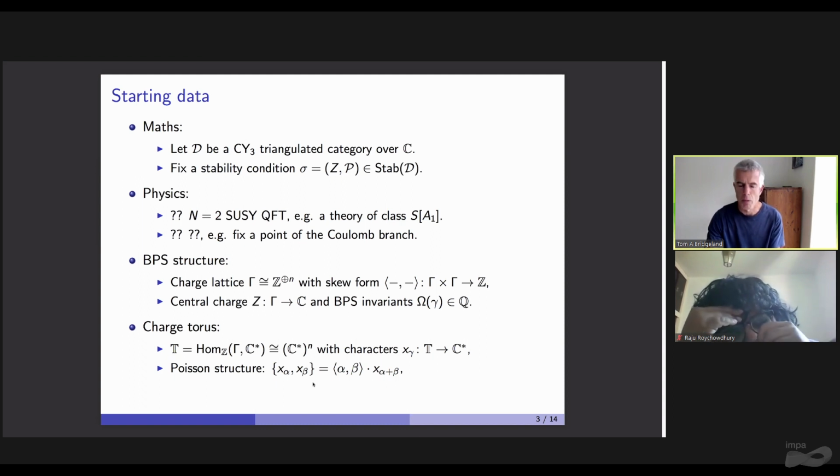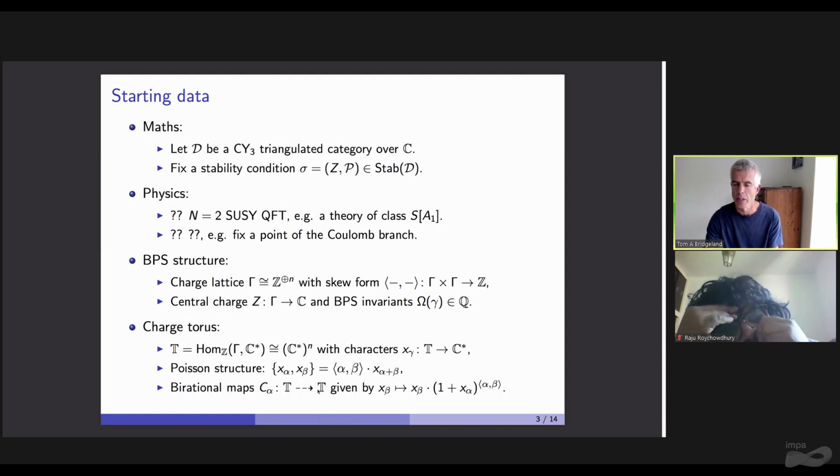And then I've squirreled this away at the bottom of the slide, but it's very important. There are certain birational maps from this torus to itself, given by this formula on characters. So there's one of these birational maps for each charge gamma, alpha. So for each element of this lattice, and then it's given by this formula. So if you think about the basic characters xi, the coordinates on C star to the n, it means xi goes to xi times 1 plus some monomial to some power. Okay, some fairly basic birational maps.